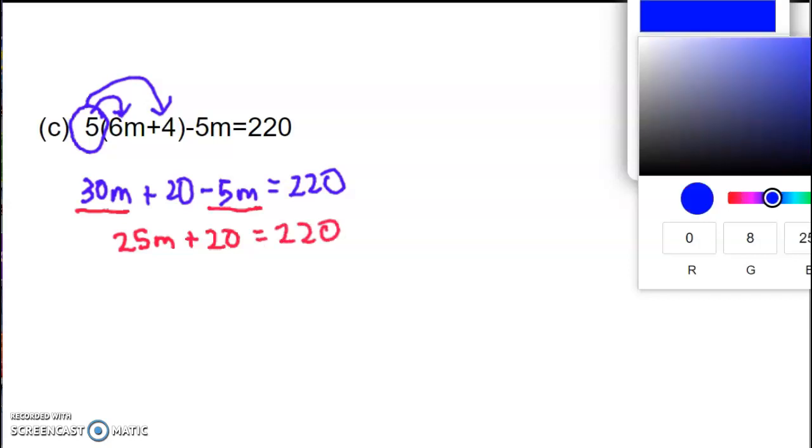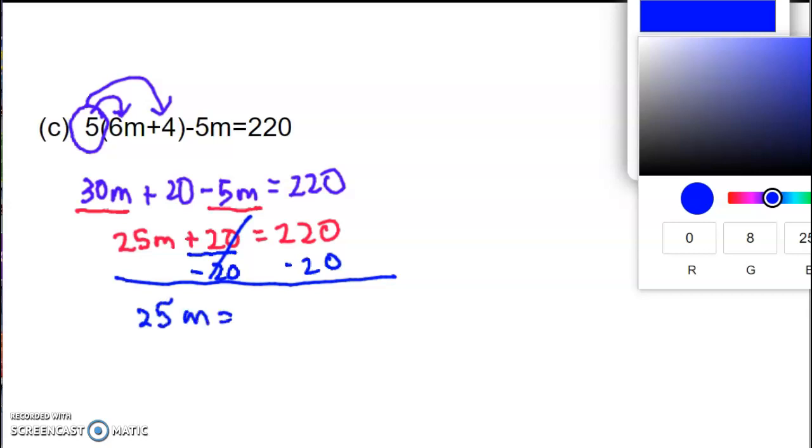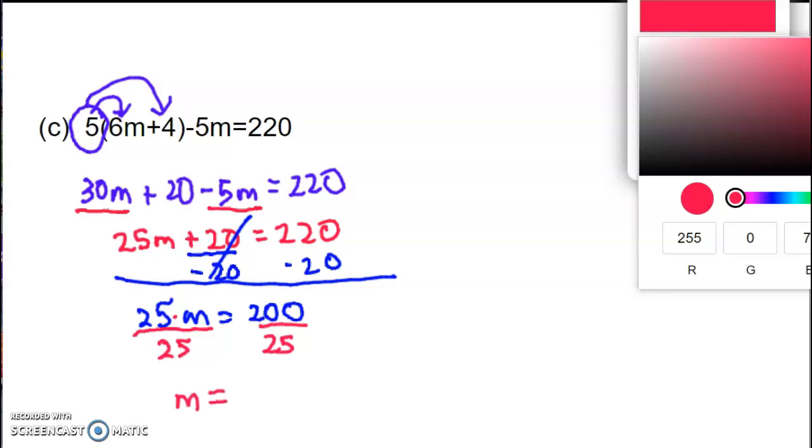And then from here, this is just a two-step equation. Again, m is being multiplied by 25 first and then added to 20. So to undo, we need to do the very last thing first, so we're going to subtract 20 from both sides. And that leaves me with 25m is equal to 220 minus 20 is just 200. Again, 25 is being multiplied to m. So how do I undo multiply by 25? You divide by 25, and you get m is equal to 200 divided by 25 is +8. So m is equal to 8.